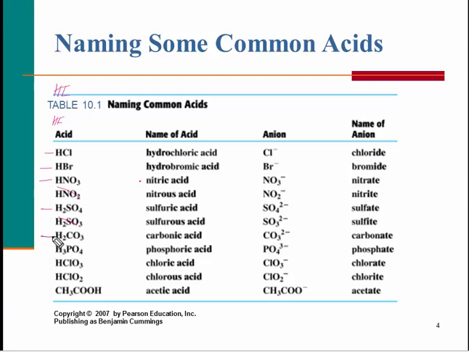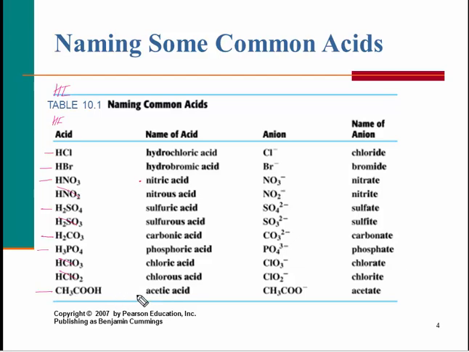But you do need to know carbonic acid, right? Combining with the carbonate ion. So carbonic acid, this is what's formed when carbon dioxide dissolves in water. You find this in any carbonated beverage like beer or soda. Phosphoric acid, you should know, combining hydrogens with the phosphate. Chloric and chlorous, you don't need to know. Acetic acid, I want you to know.